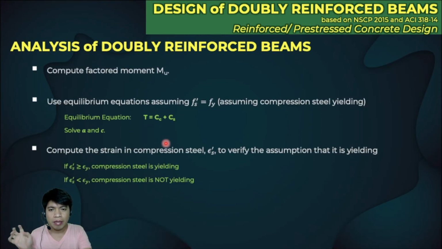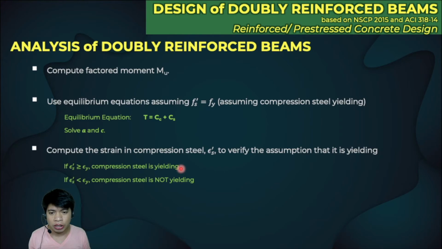So yung ating magiging first step sa analysis is i-compute yung factored moment na Mu, which is na-compute natin na sa design pa lang, di ba? Tapos again, i-compute natin yung ating A at saka C using the equilibrium equations assuming F sub S prime is equals to F sub Y. So yung ating equilibrium equation na gagamitin dito is yung T equals to C sub C plus C sub S, okay? And then we will compute the strain in compression steel to verify the assumption that it is yielding.